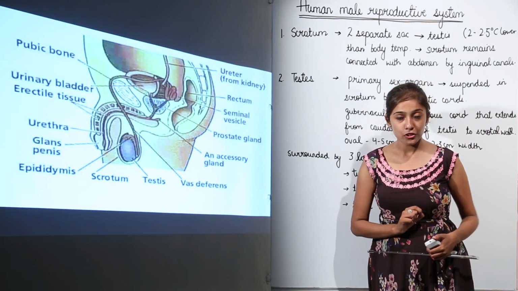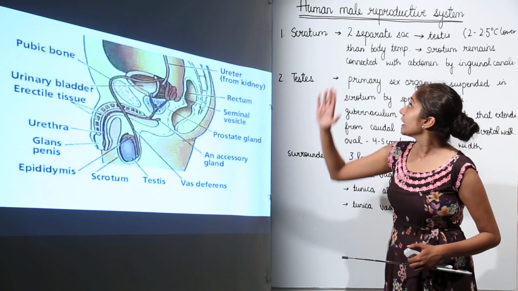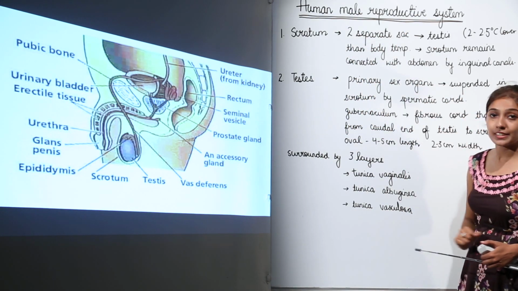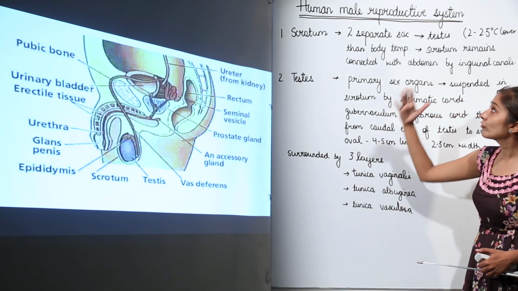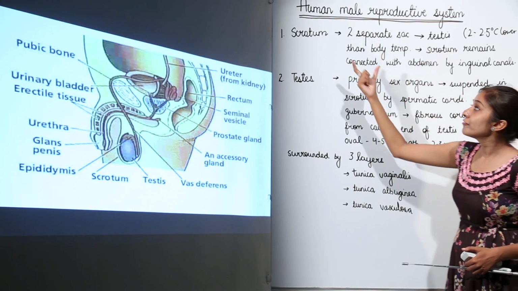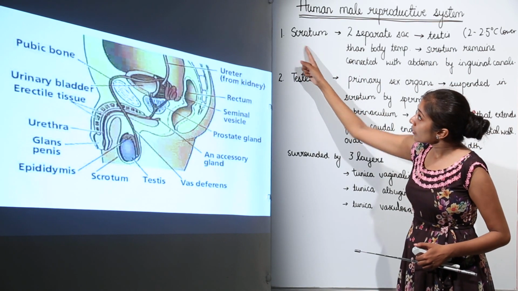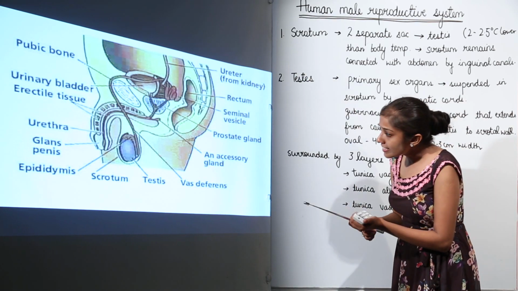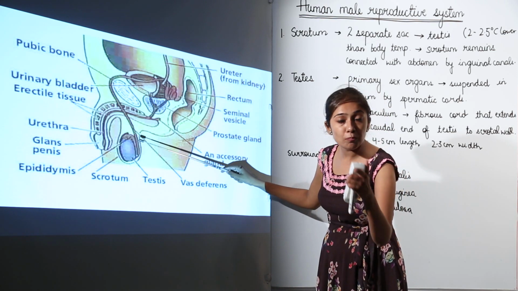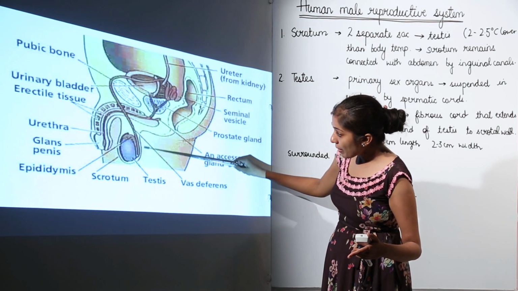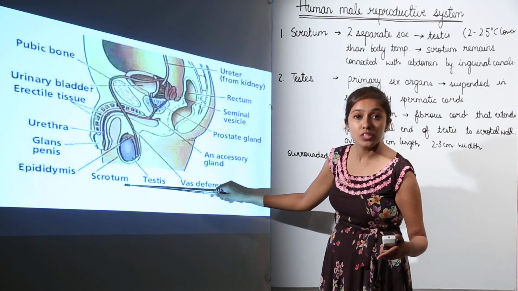Now please pay attention, because now we are going to discuss a very important topic, that is the human male reproductive system. So we are going to discuss it step by step. First of all, in the human male reproductive system, we have a special organ that is known as scrotum. What is it? It is scrotum. You can see in the image that this pouch-like structure which is more pigmented is known as scrotum.